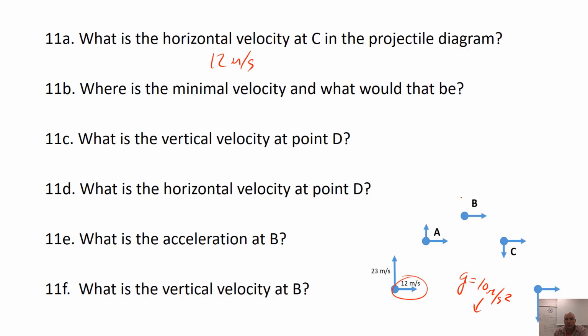Where's the minimum velocity? Notice how at b, you have minimum velocity, and it's only made up of that 12 meters per second vx, the horizontal velocity. And so it's going to be 12 meters per second.